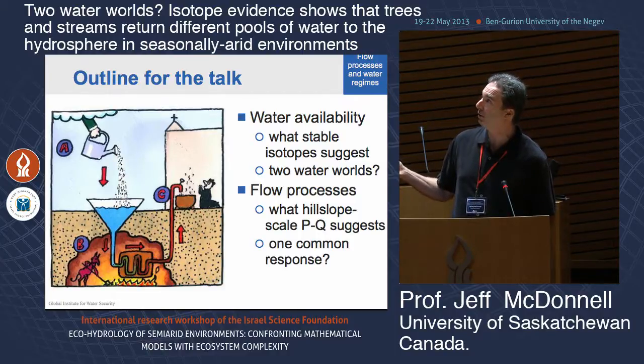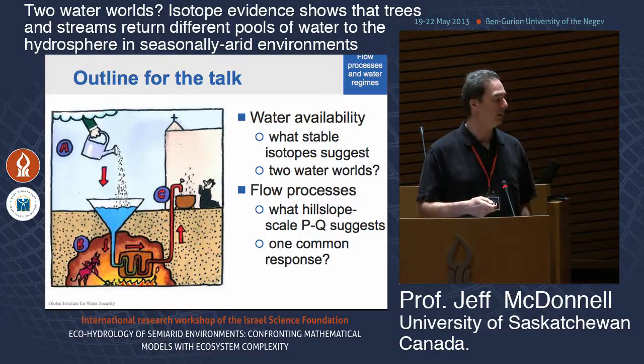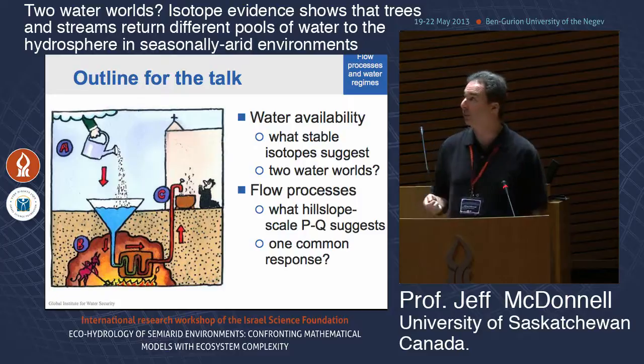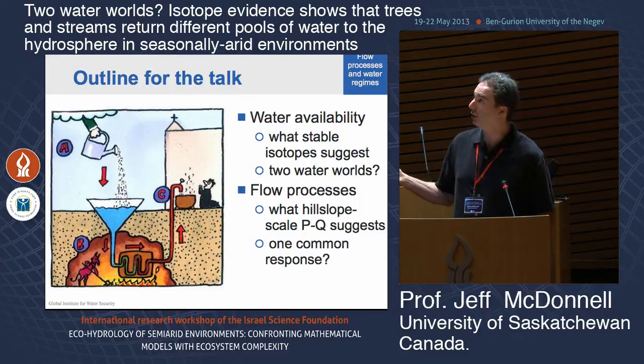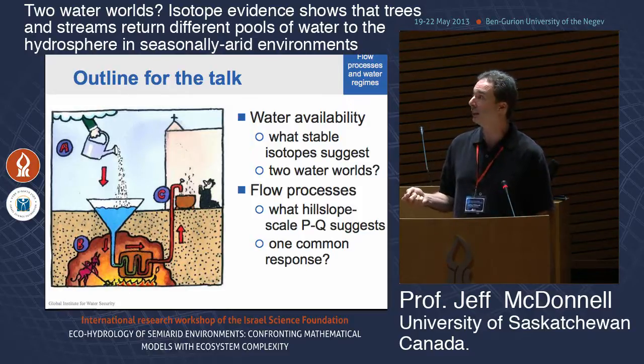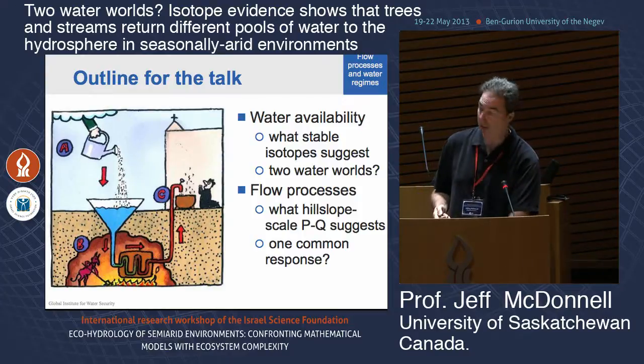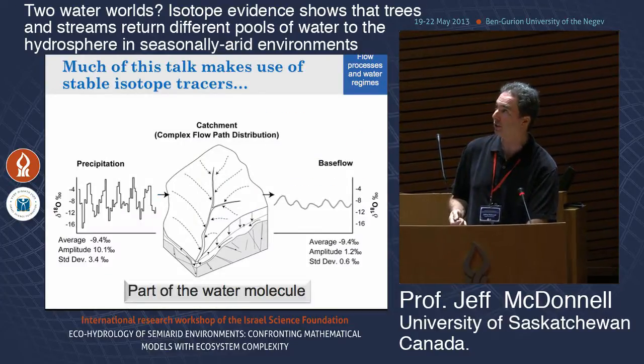So what I'm going to talk about first is water availability and give you some suggestion as to what stable isotopes are implying. And in fact, I'll talk about this two water worlds hypothesis. And then a little bit about flow processes and what hill slope scale precipitation runoff relationships look like. And I'll do this from, again, the field perspective, from the perspective of data gathering at the hill slope to catchment scale. So that's going to be my focus for the next 25 minutes or so.